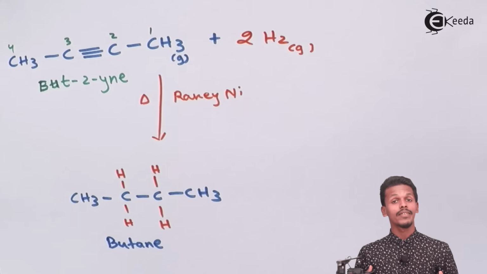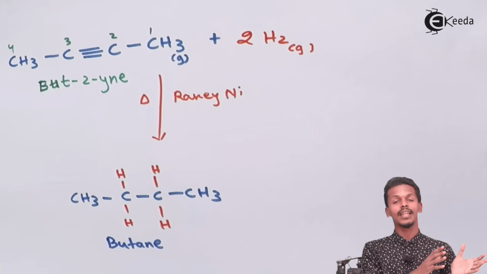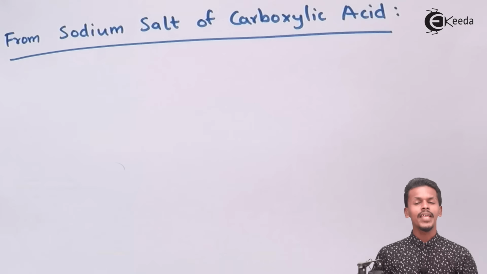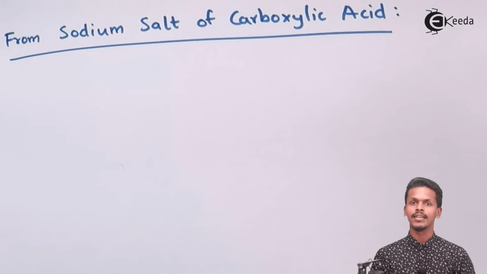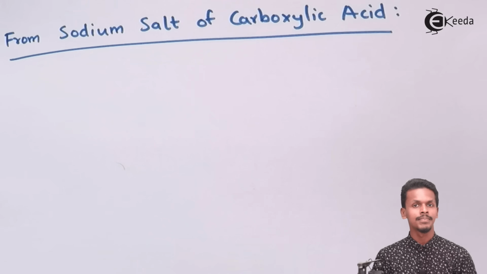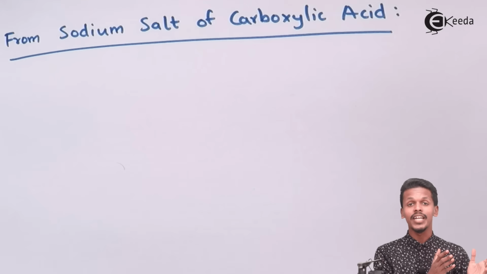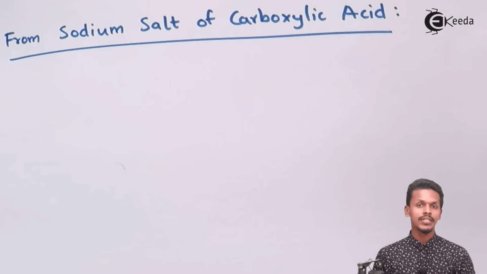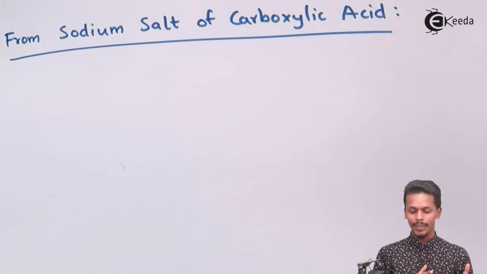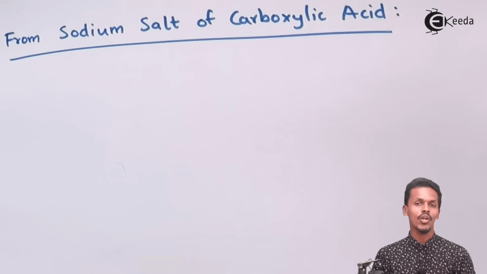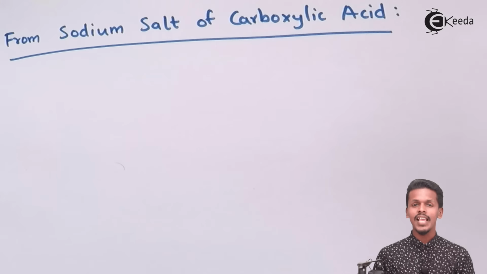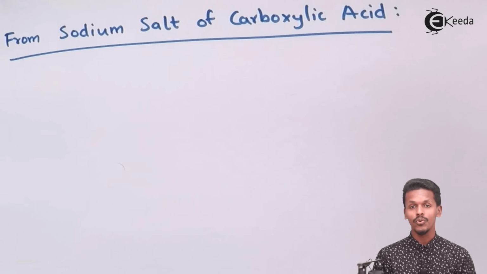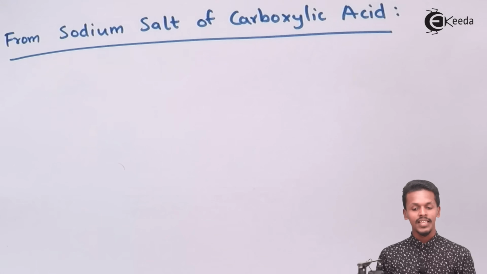So this is an example where we have discussed how we convert an unsaturated hydrocarbon to a saturated hydrocarbon, that is, an alkane. We did earlier how to prepare alkane from an unsaturated hydrocarbon, separately from alkene as well as from alkyne. Now we are going to step towards the next one, that is, how can we prepare alkane from the sodium salt of carboxylic acid. A carboxylic acid is a compound that contains a carboxyl group, that is C double bond OOH, that is this one.